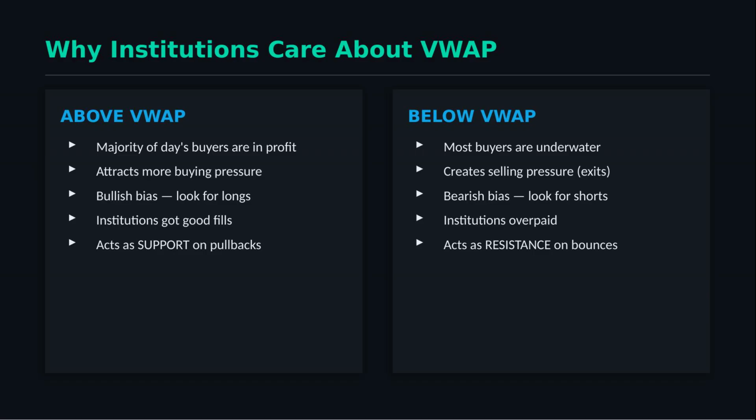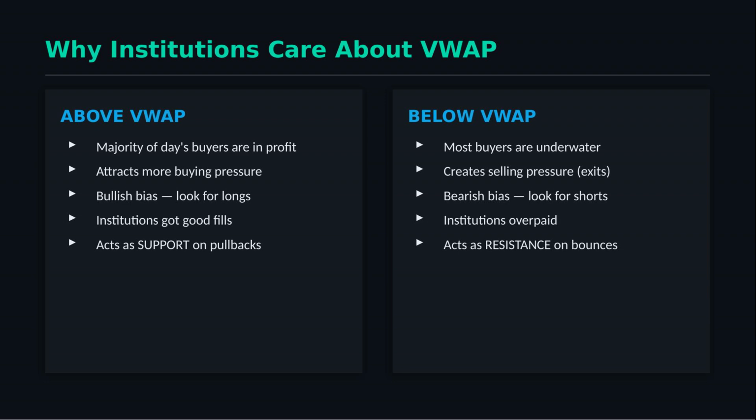When a stock is trading above VWAP, it means the majority of the day's buyers are in profit. That tends to attract more buying. When a stock is below VWAP, most buyers are underwater, which creates selling pressure as people look to exit. Understanding this dynamic gives you a window into who's winning the tug of war and which side you want to be on.